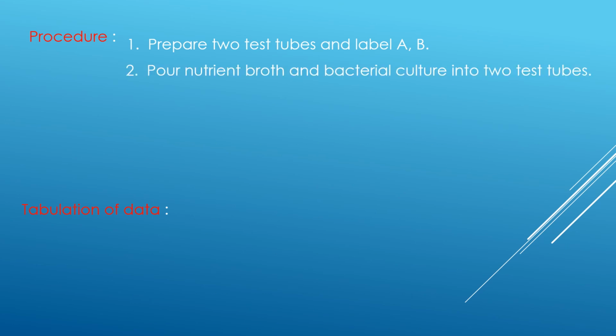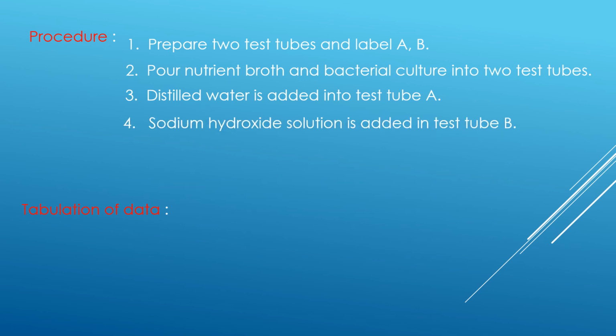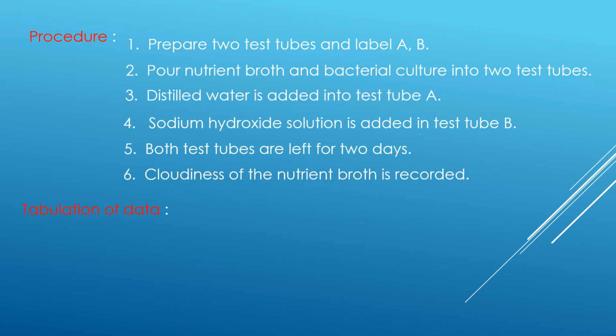To answer in words, you can write as below. Prepare 2 test tubes and label A, B. Pour nutrient broth and bacterial culture into 2 test tubes. Distilled water is added into test tube A. Sodium hydroxide solution is added in test tube B. Both test tubes are left for 2 days. Cloudiness of the nutrient broth is recorded. The marks given are the same as for the diagram.